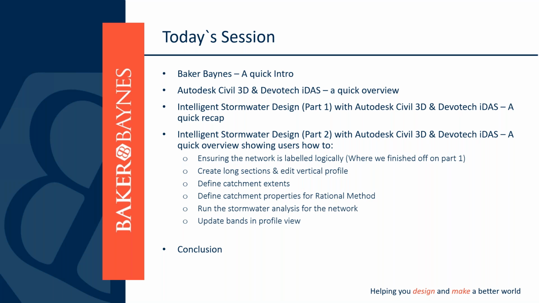So as you can see, we're going to be looking at ensuring that the network is actually labeled logically. That's where we actually stopped last time. So I'm going to show you how to do a branch, how to label it in a sequential manner. Thereafter, we're going to jump into generating the vertical profiles or the long sections. This is where people always get a lot of queries in Civil 3D, but I'm going to show you how to tackle them very quickly.